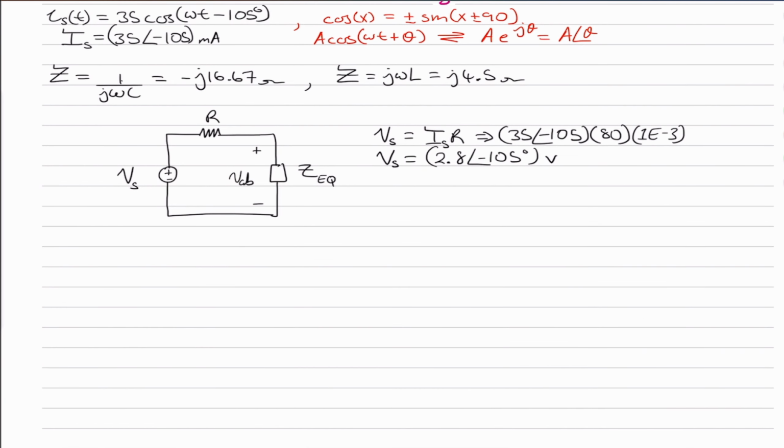So Z equivalent, capital EQ, in this case is the combination of our capacitor and inductor. So 1 over j omega C plus j omega L is equal to minus j 12.17, and that's in ohms. So we can now apply voltage division.